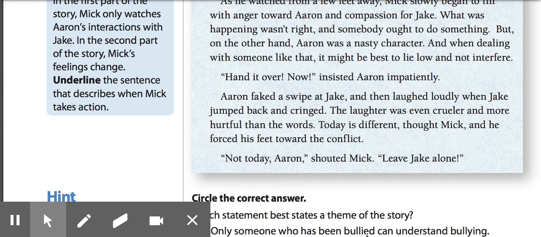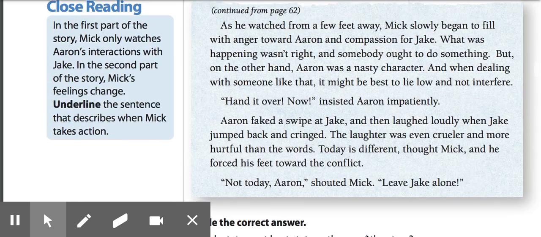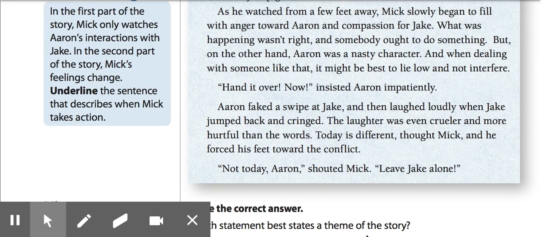"Hand it over now," insisted Aaron impatiently. Aaron faked a swipe at Jack and then laughed loudly when Jack jumped back and cringed. The laughter was even crueler, more hurtful than the words. "Today is different," thought Mikey, and he forced his feet towards the conflict. "Not today, Aaron," shouted Mikey. "Leave Jack alone."